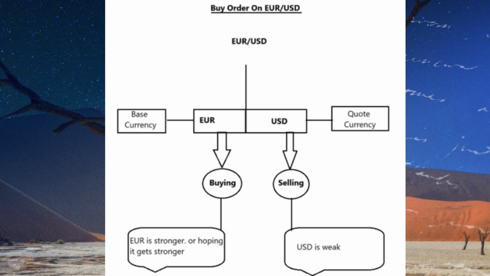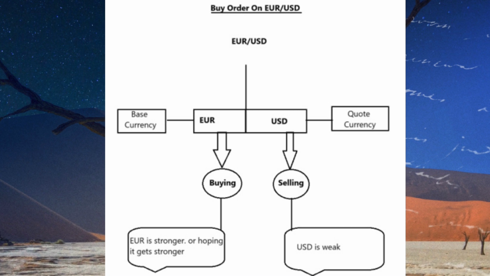Now, when you place a buy order on Euro USD, what it means is that we are saying Euro will be strong and the United States dollar will be weak. So it means that we are buying the euro and we are automatically selling the dollar. So it is simultaneous. You are buying one, you are selling one.